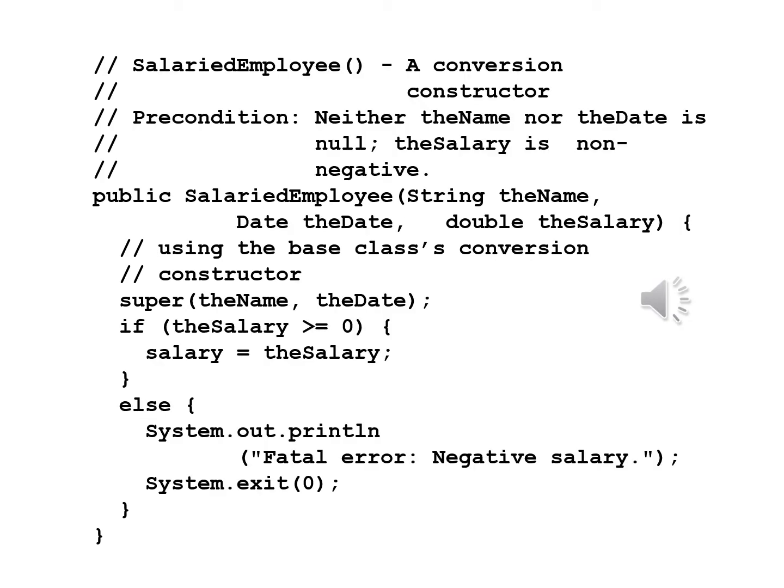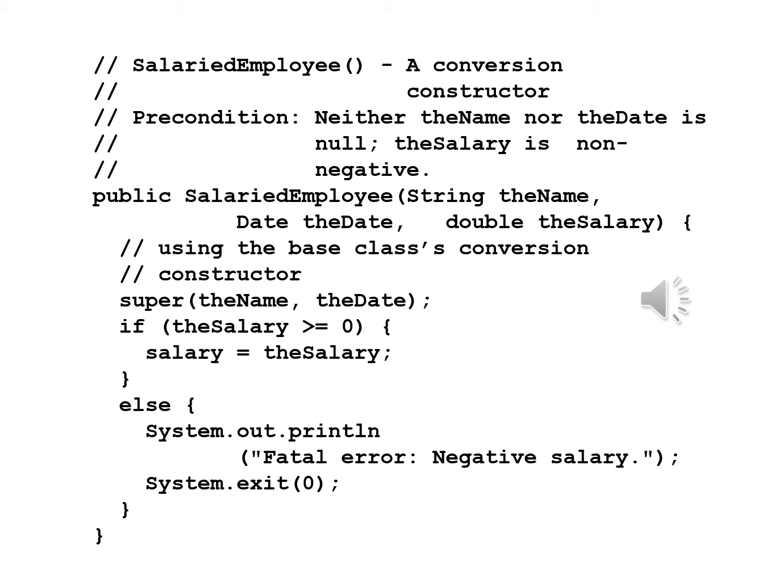For the conversion constructor, again we will have the precondition that the name and the date must be non-null. These are the initial values that we will be giving it. Similarly, the initial salary value must be non-negative. The header for the conversion constructor will read public SalariedEmployee, String theName, Date theDate, double theSalary.